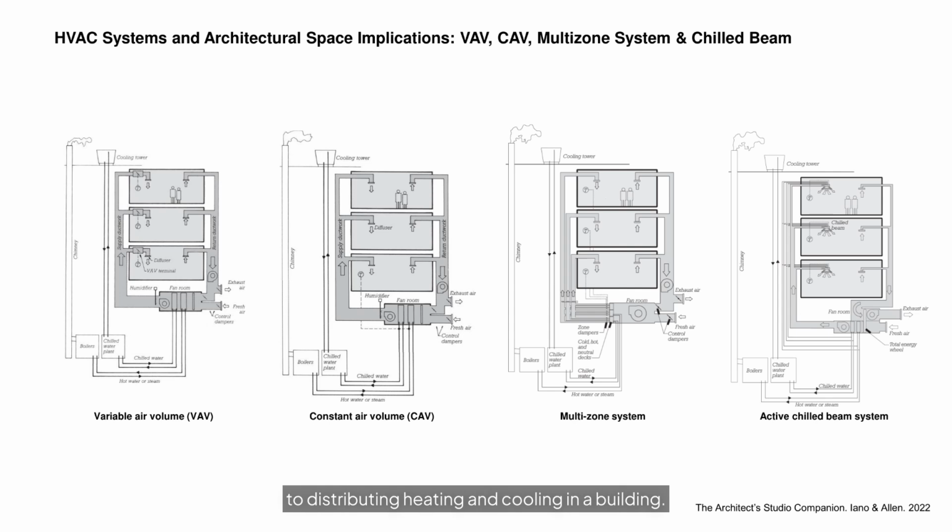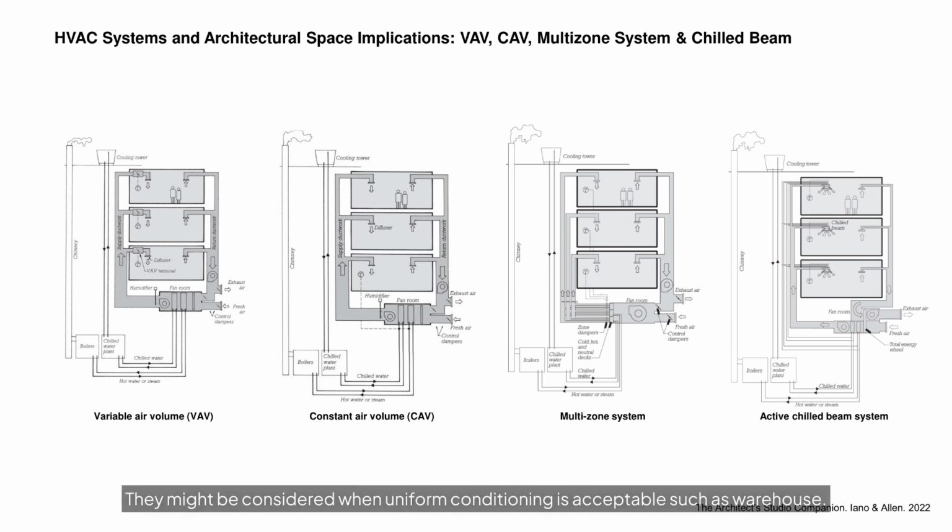VAV systems modulate airflow to different zones, which can save energy but require ductwork that must be accommodated in ceiling spaces. CAV systems supply steady airflow and are simpler, though typically less efficient. They might be considered when uniform conditioning is acceptable, such as a warehouse.